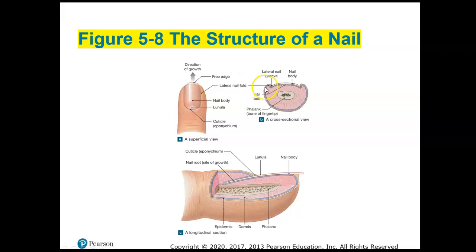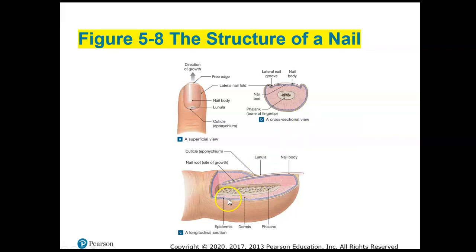And you can see a cross section, see how that skin just kind of folds up at the edges of the nail. But anyway, sometimes it gets kind of thick and it looks bad, so the nail technician will clip that skin a little bit. What else do we have here?